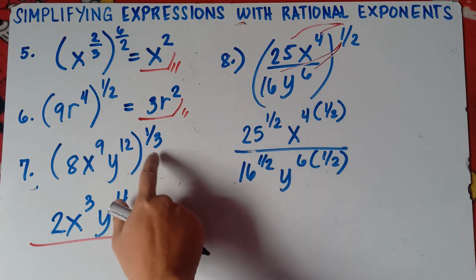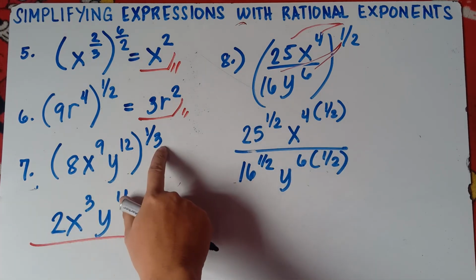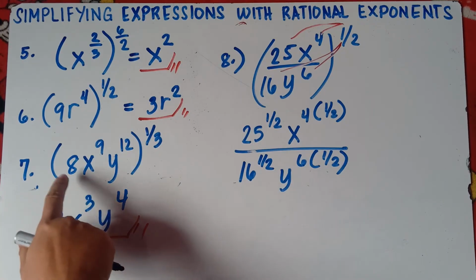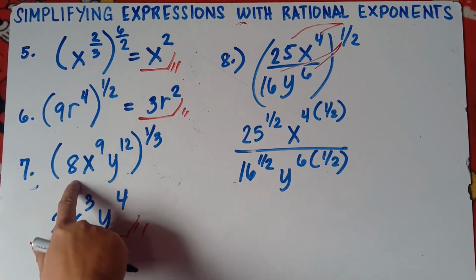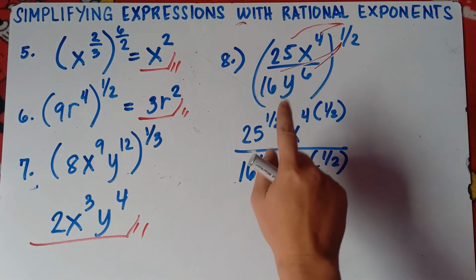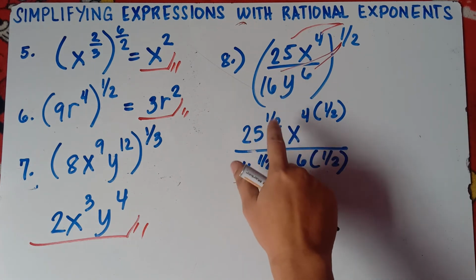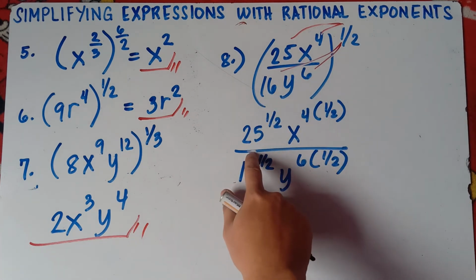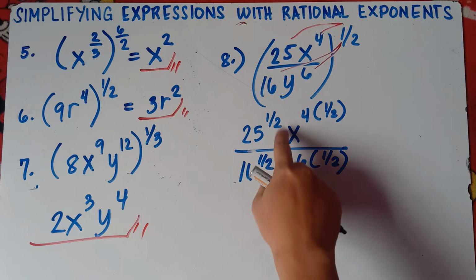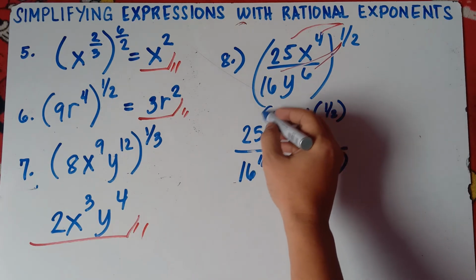Okay, same example with number 7. Since this is 1/3, you think of a number that when you multiply it 3 times, you will get 8. Now, since this is 1/2, you think of a number that when you multiply it 2 times, you will get 25. Okay, I hope you get that one, class, in this scenario with regards to this exponent, class.